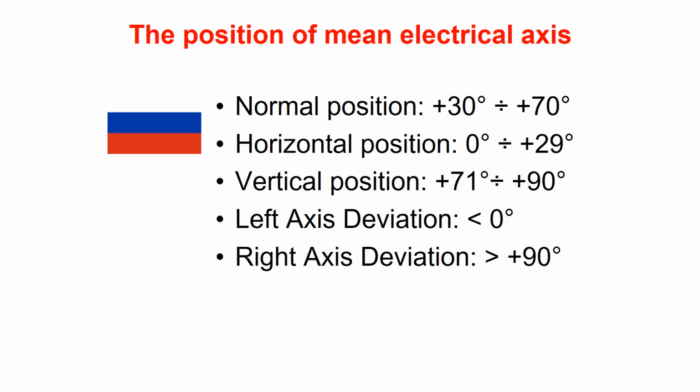In Russia, normal position is from +30 degrees to +70 degrees. Horizontal position, from 0 degrees to +29 degrees. Vertical position, from +71 degrees to +90 degrees. Left axis deviation, less than 0 degrees. Right axis deviation, more than +90 degrees.